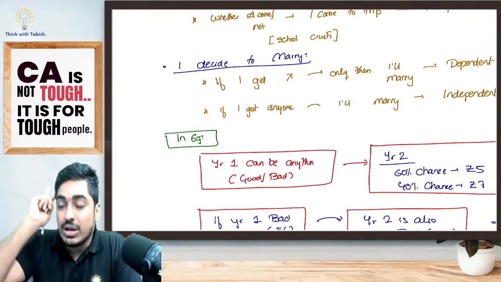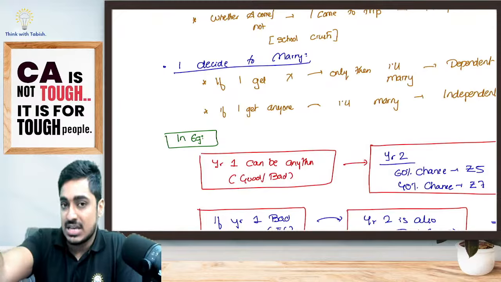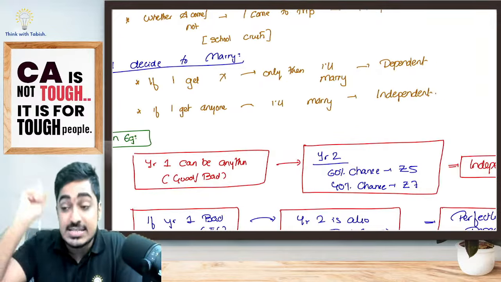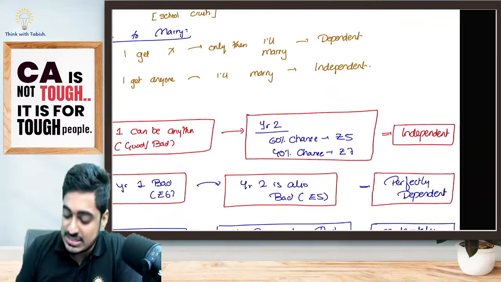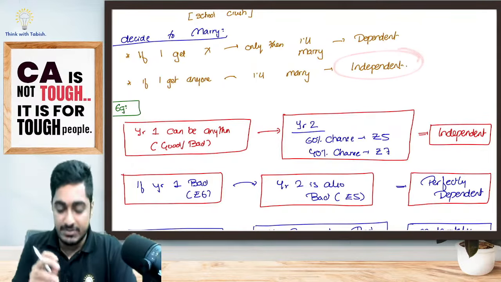You are telling, okay, only if I am going to marry this person, X, I will marry. It is dependent on that factor. I am telling any girl I'll get, any boy I'll get, I'll marry. That is independent. Is this clear, everyone? Very simple.